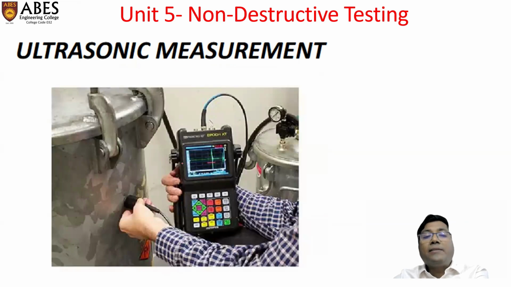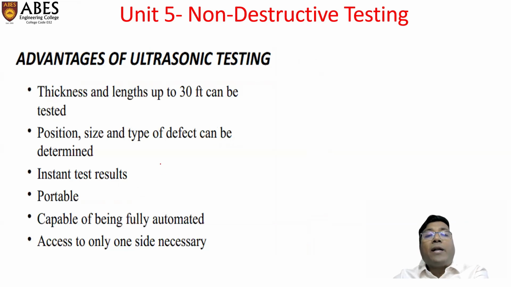Ultrasonic measurement techniques. Here we can see how it can be done. Advantages of ultrasonic testing. Thickness and length up to 30 feet can be tested. Position, size, and type of defect can be determined. Instant test results can be obtained. It is very portable. It's capable of being fully automated. Access to only one side may be necessary. Only one side is also enough for the pulse echo type ultrasonic testing to be done.